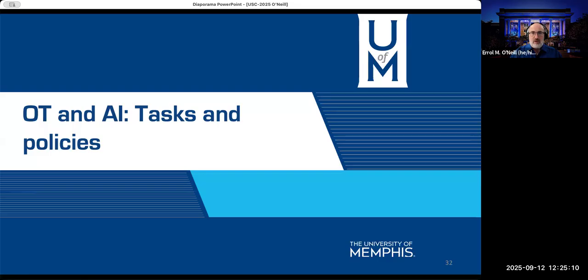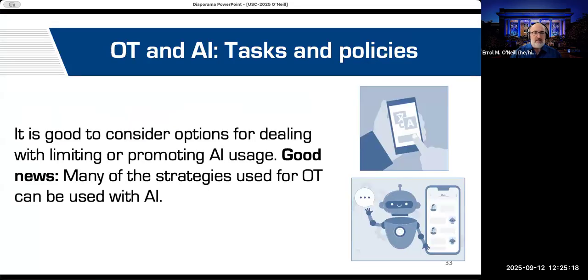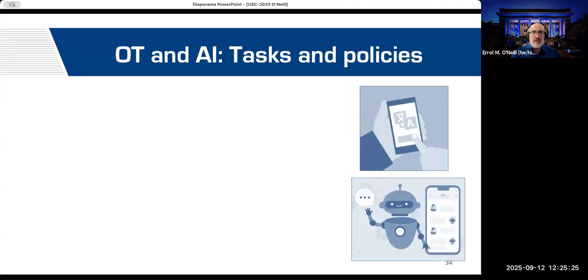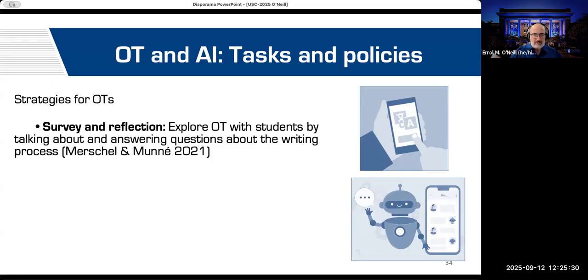In terms of online translators and AI, looking at how we incorporate them with students, it's good to consider options. Many of the strategies that people use for online translators can also be used with AI chatbots. Some strategies that have been identified in the literature include survey and reflection. So exploring online translation with students. Instead of just saying you're not allowed to use it, exploring what are some of the advantages or disadvantages and answering questions that they have.